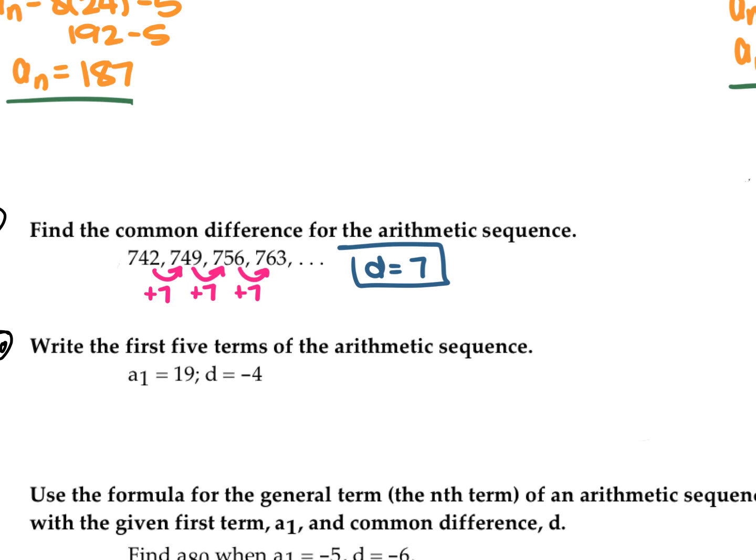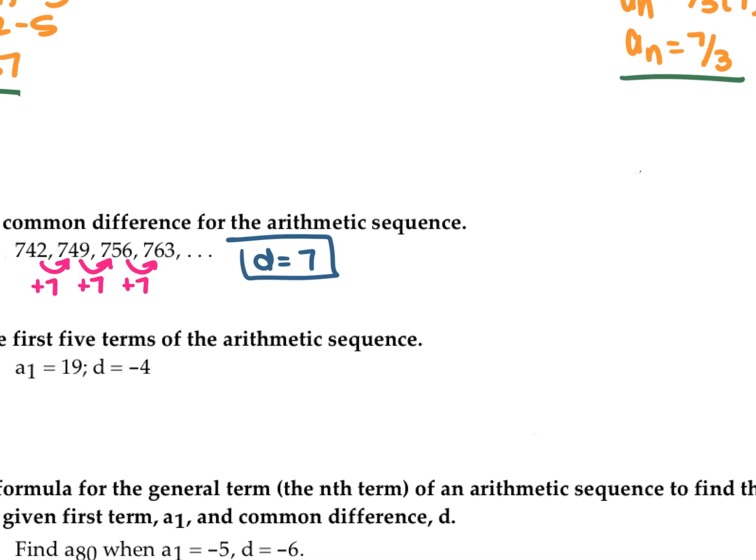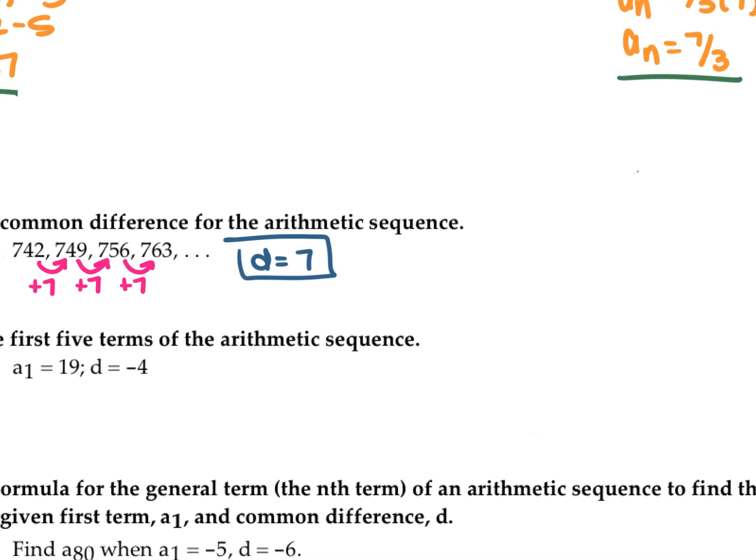To find the nth term, given that d is equal to 7, you can find that using the formula a sub n is equal to a sub 1 plus n minus 1 times d. So keep that in mind too. If it asks you to find the common difference and then find a certain term, you would use that a sub n is equal to a sub 1 plus n minus 1 times d.